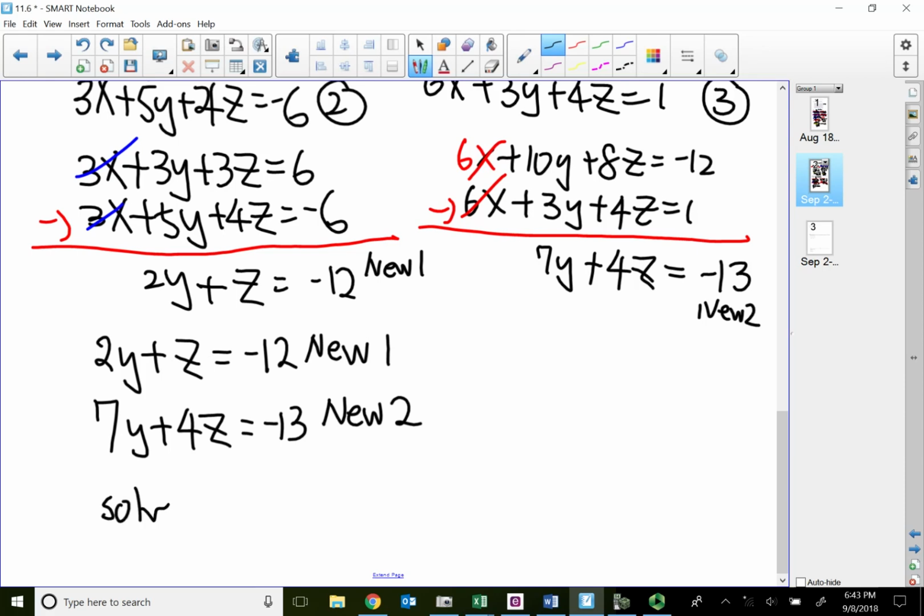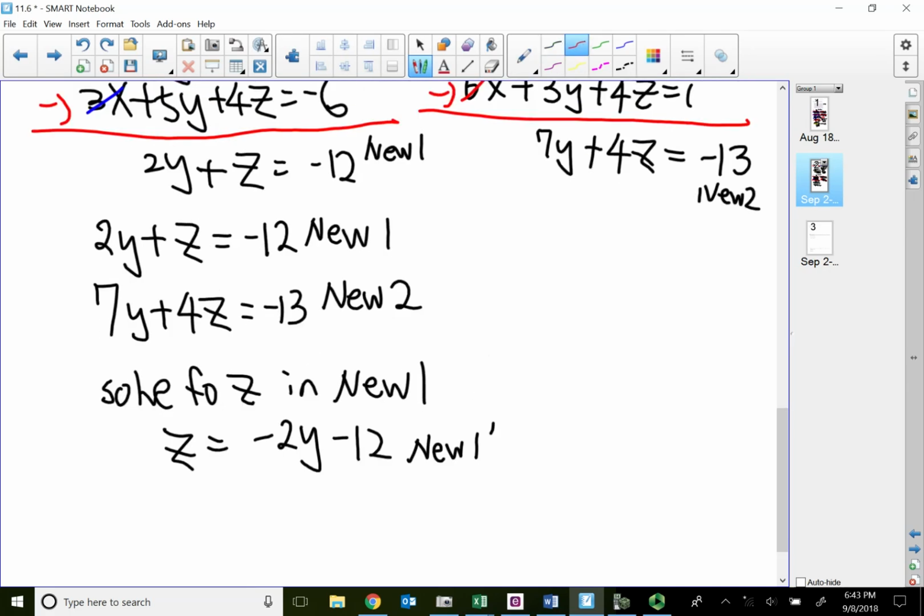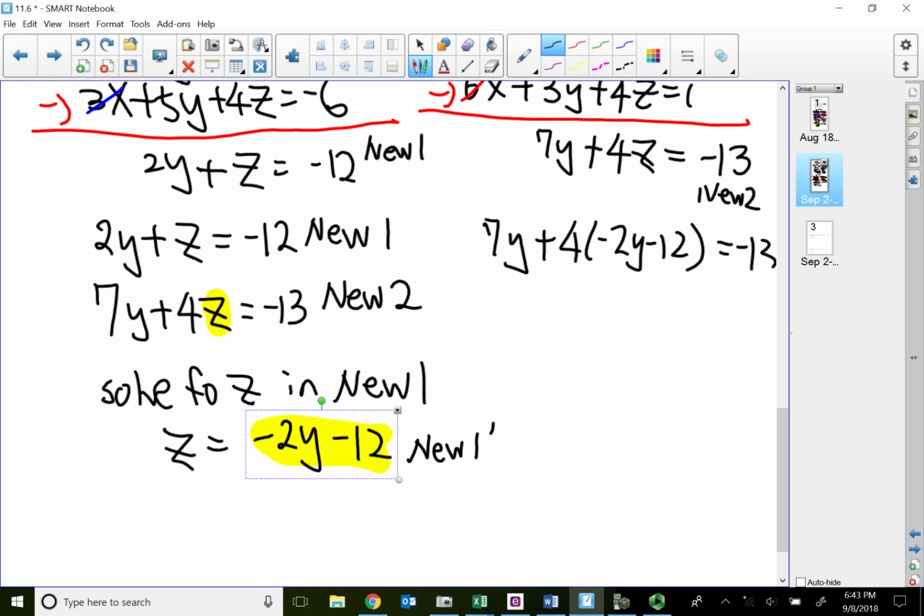So that will be z equals, move the 2y to the right side, that's negative 2y minus 12. Call this the new 1 prime. Now I'm going to substitute my negative 2y minus 12 for every z I see in the new 2. So that would be 7y plus 4 times negative 2y minus 12 equal to negative 13. Right? New 2 was equal to negative 13.